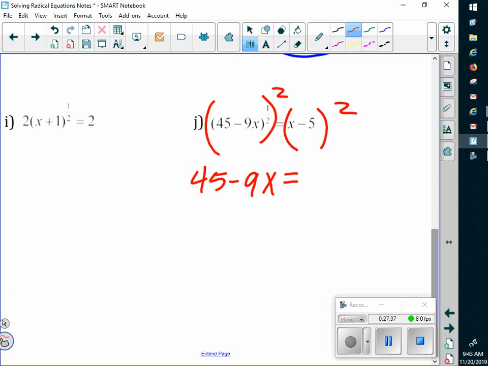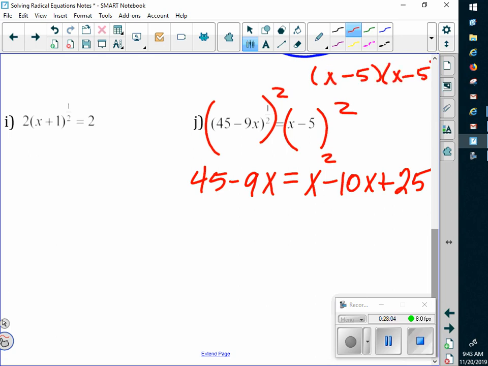Remember, x minus 5 squared means x minus 5 times x minus 5, and you FOIL it. X squared minus 10x plus 25. There you go. Just go over to the side if you have to and write x minus 5 times x minus 5.